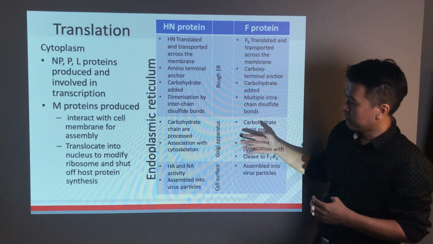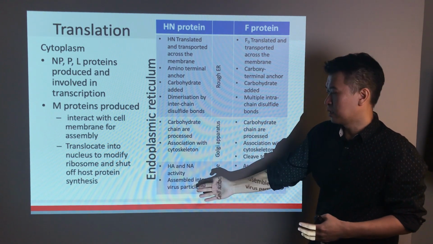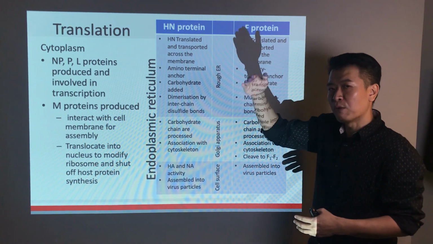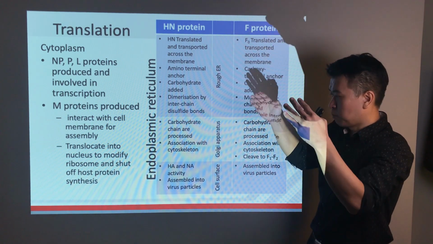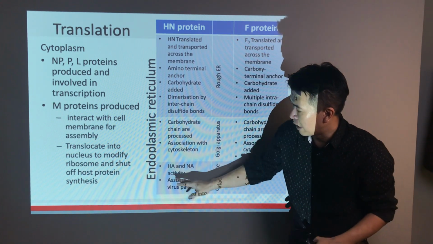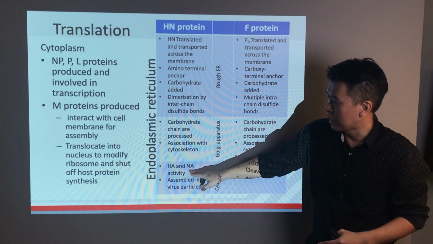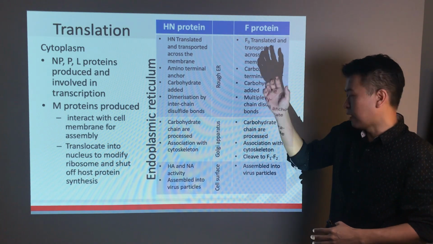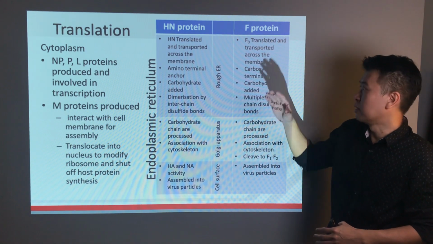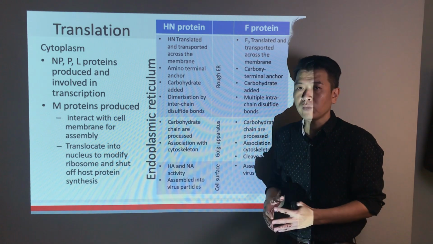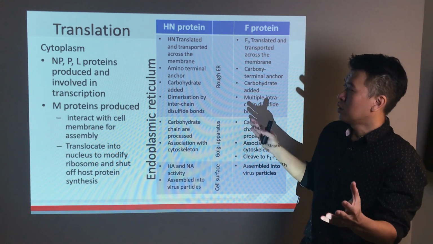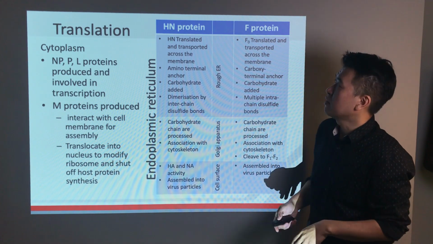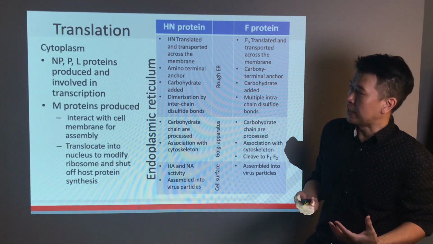The same goes for F, which goes through the Golgi apparatus and trans-Golgi network, all the way to the cell membrane. Now you have HN displayed on the surface of the cell, and also the F on the surface of the cell. So here, all the proteins are being produced and processed. They are getting ready for the assembly.